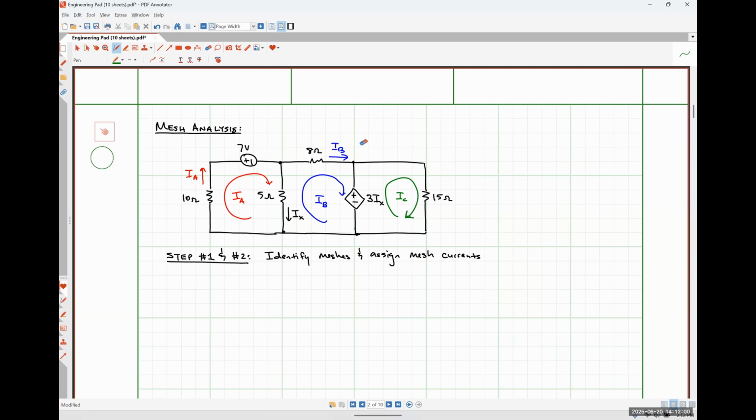All right. So our next step is going to be to express our controlling variables in terms of our mesh currents.